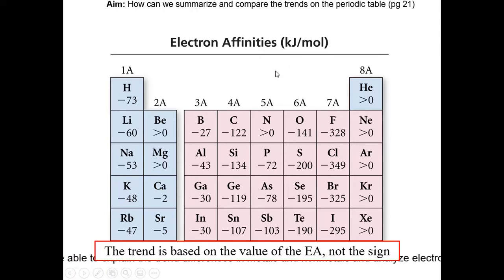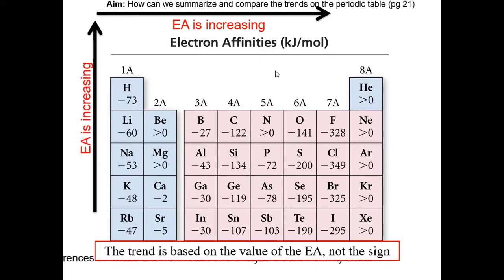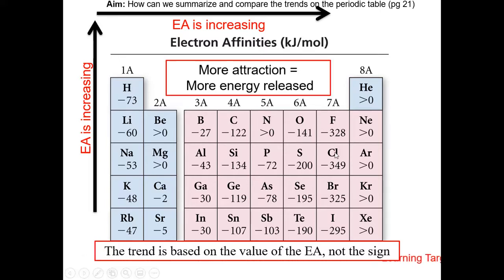So based off of this, electron affinity increases across the period from left to right and increases from bottom to top. So it has the same trend as ionization energy and electronegativity.